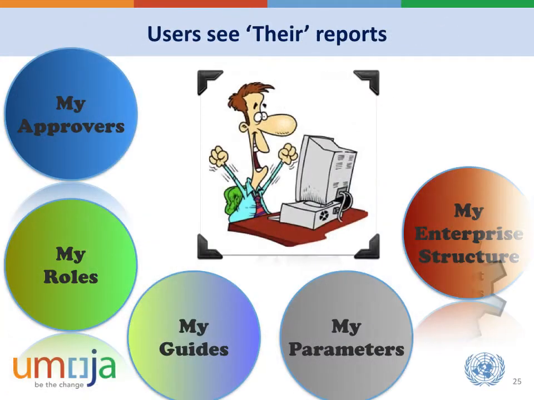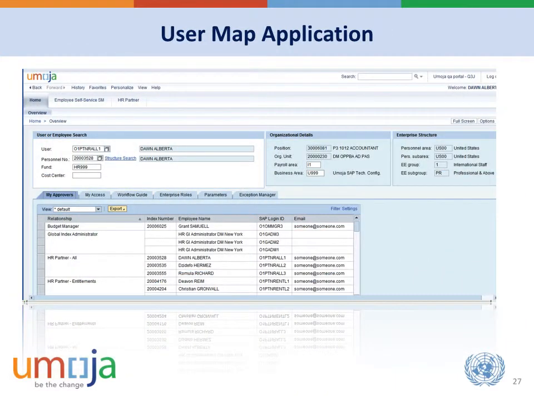So when the user runs this application, he or she will be able to see all their approvers at that particular moment before the transaction is created, all their roles and their guidance on each and every process and their parameters, and they'll also see the enterprise structure where they belong and the whole organizational component. And that application, that magic application, is called User Map.